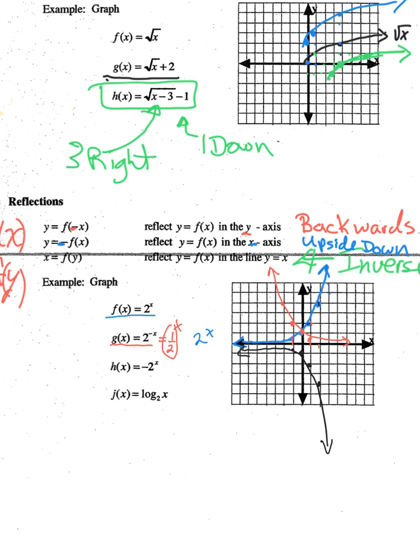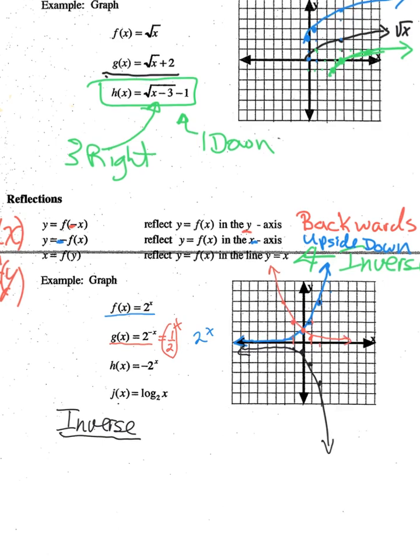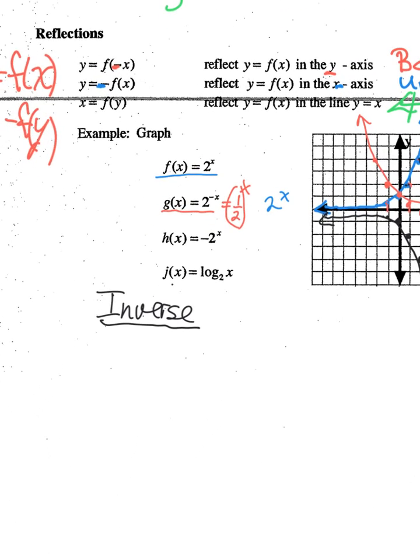Last but not least, let's graph j of x is log to the base 2 of x. Okay, so just so you remember that this is an inverse of my original function. What justifies me calling it an inverse? So let me give you a little proof of this. So in order to find an inverse, recall that we take every x value and make it a y value. Every y value turns into an x value.